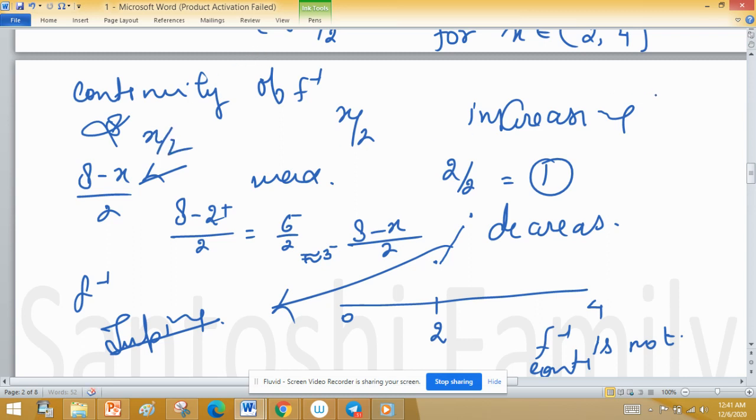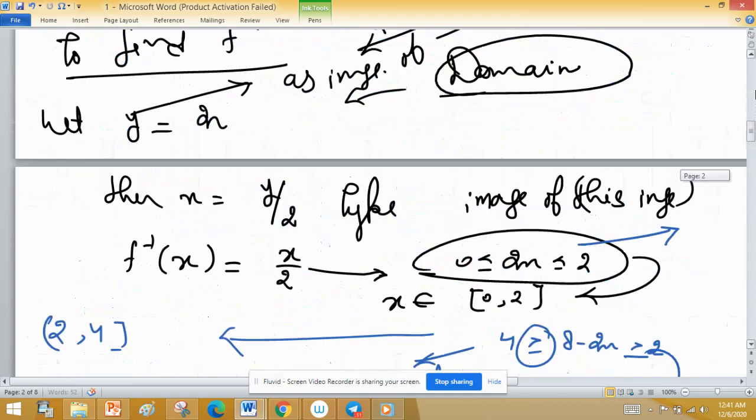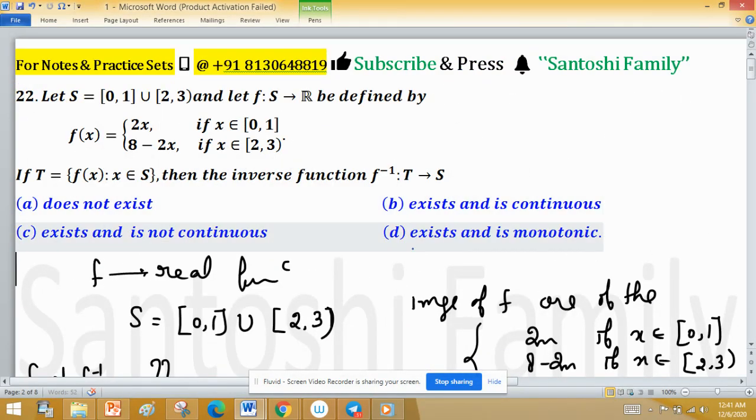You can check 8 minus x by 2 is decreasing and x by 2 is increasing, so it is neither increasing nor decreasing. So option D, f inverse exists and is monotonic, is wrong. Option D is wrong.